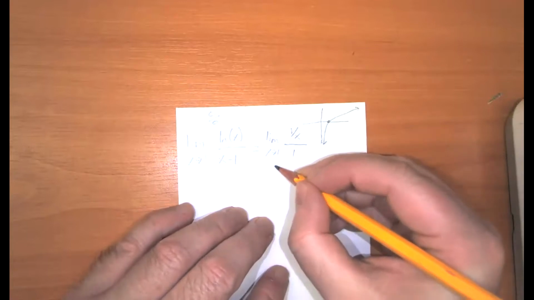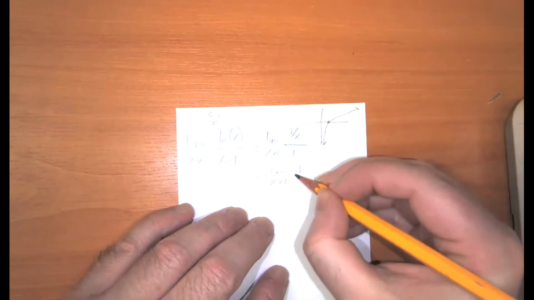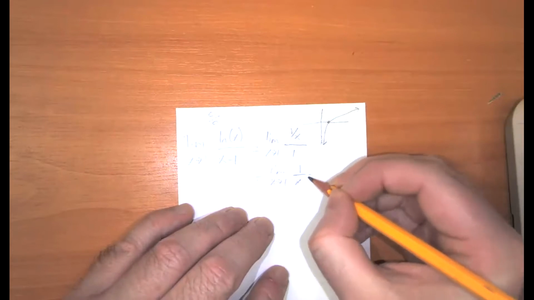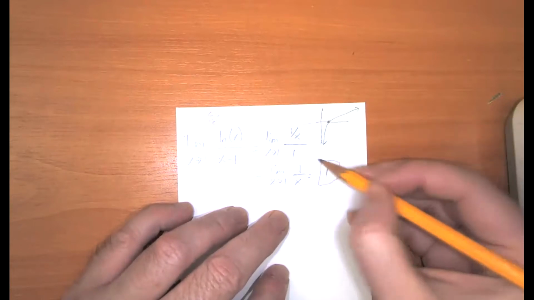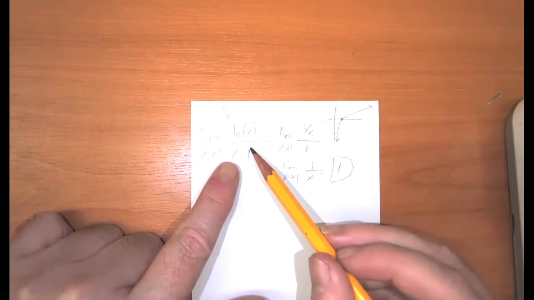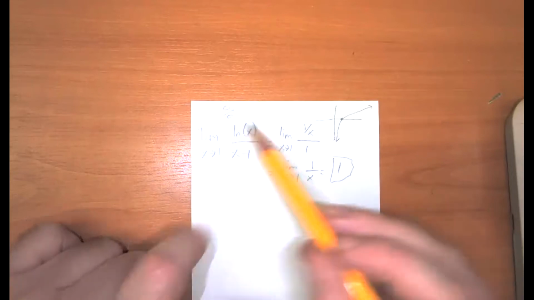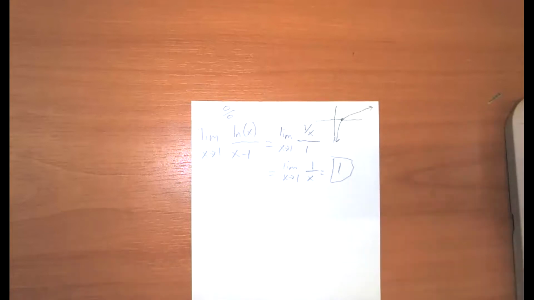So that's equal to the limit as x approaches 1 of 1 over x. And we can substitute 1 in for that, and we just get 1 as our answer. So this thing, I don't even know how you would go about trying to solve something like this without using L'Hopital's rule. But L'Hopital's rule just spits out 1 as our answer.